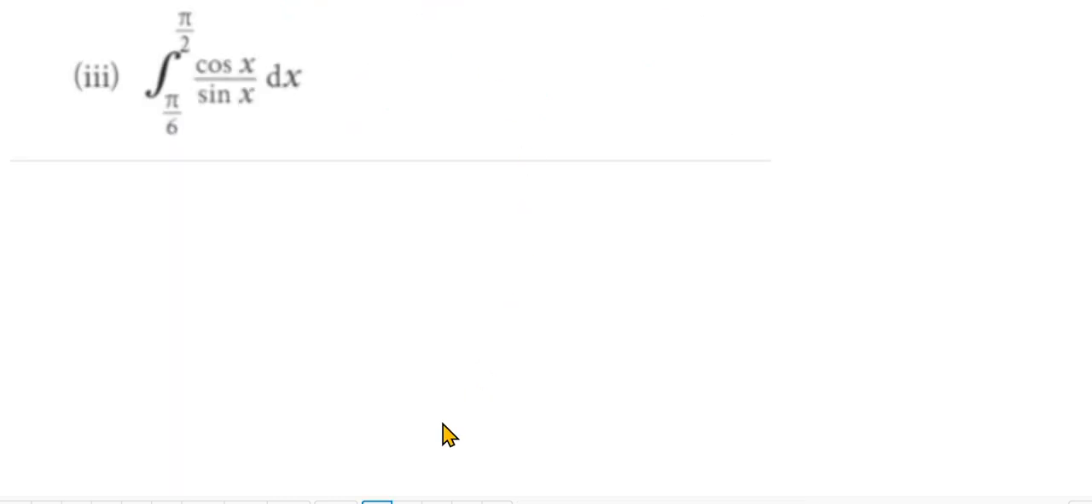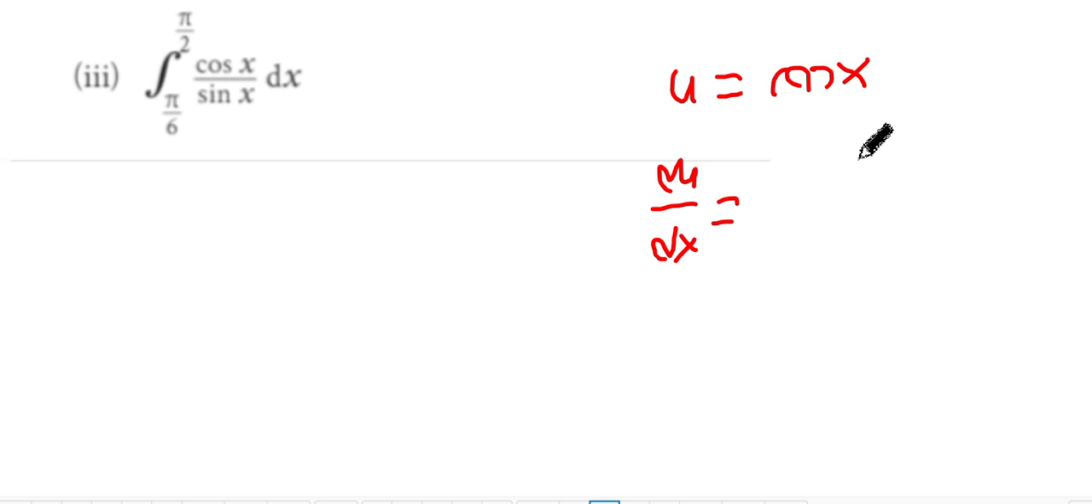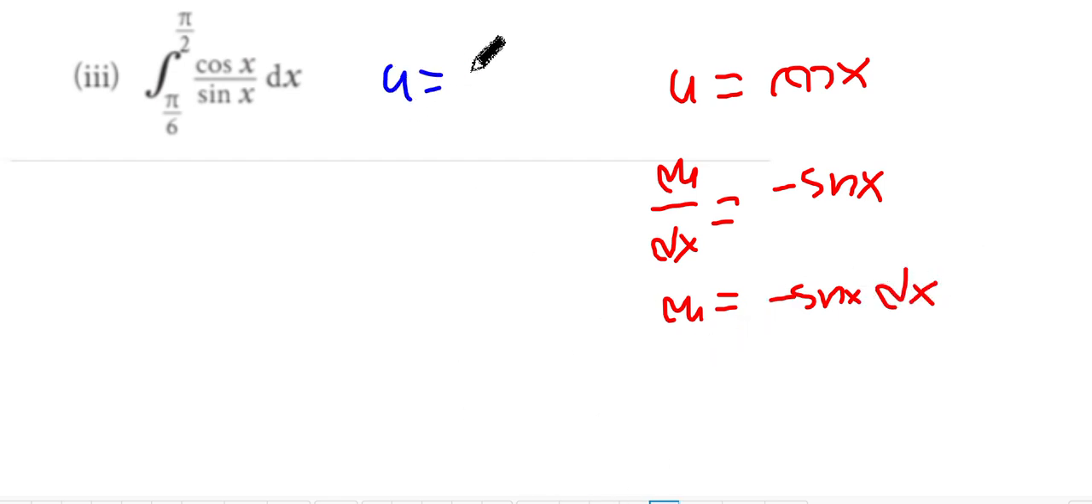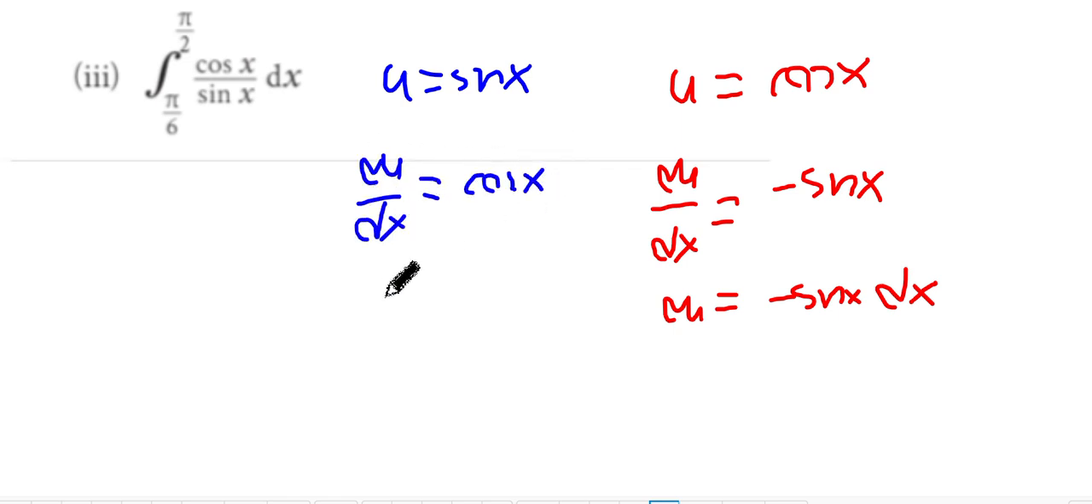Here, right? What are our two choices? u equals cos x, yeah? And what would du/dx be? Minus sine x. And then du would be minus sine x dx. What's our other option? u is equal to sine x. du/dx equals cos x. And then du equals cos x dx.